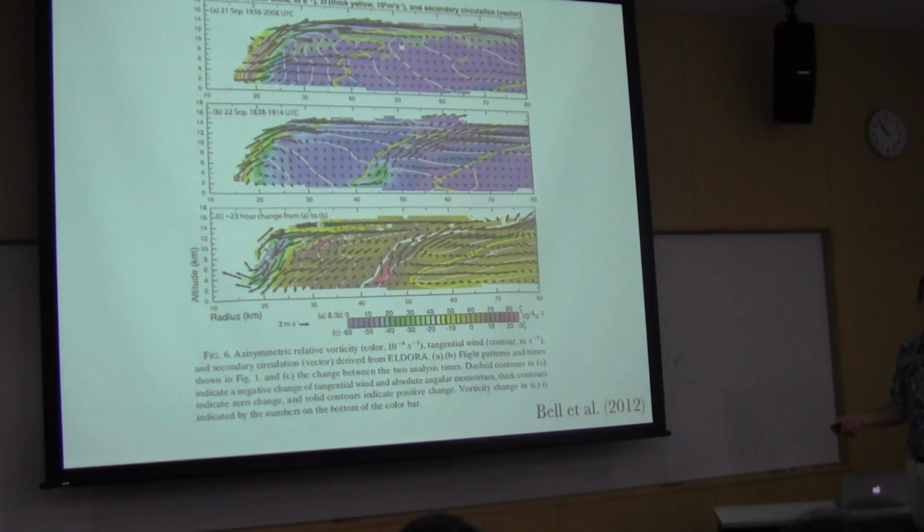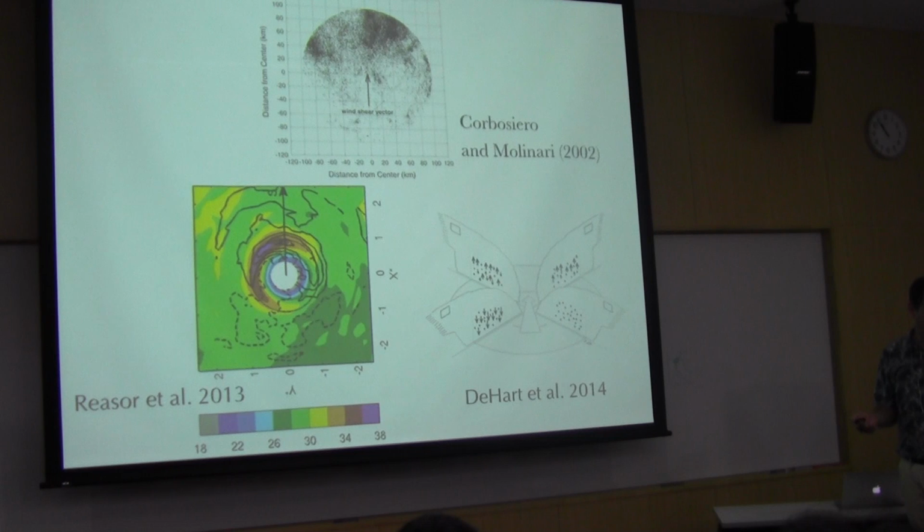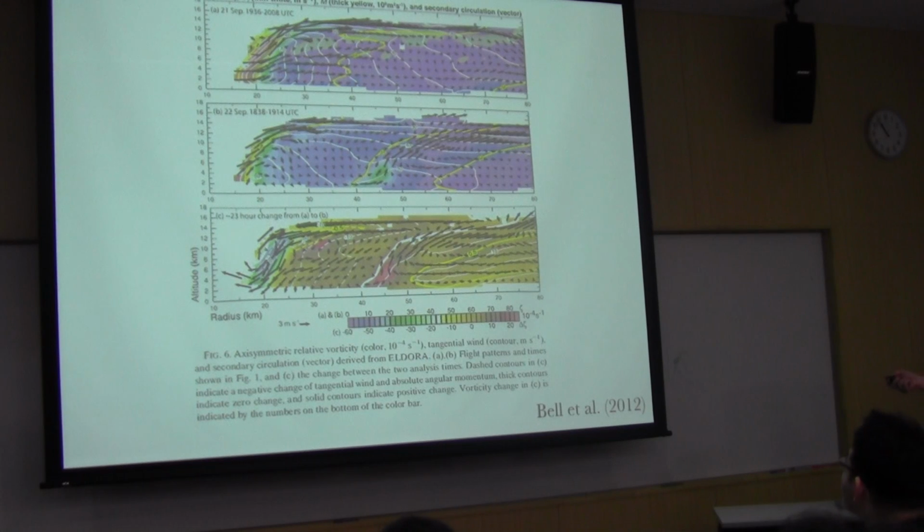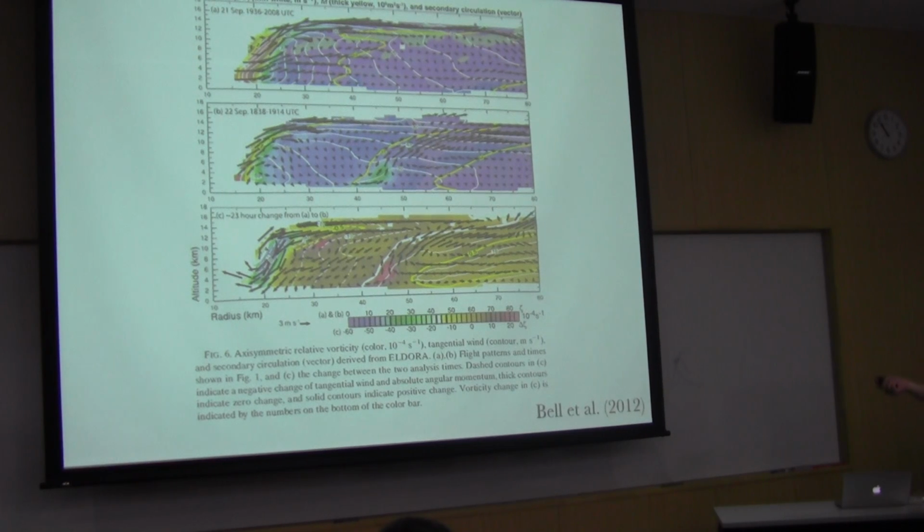So now I want to shift gears a little bit, and I talked about some of this on Wednesday, but I'll revisit it. The idea about vertical shear. So this is the idea about symmetric features, but we can also look at the asymmetric structure from the airborne Doppler radar.